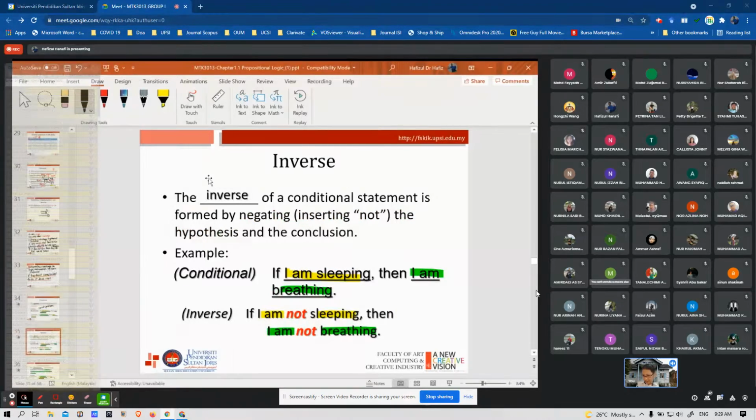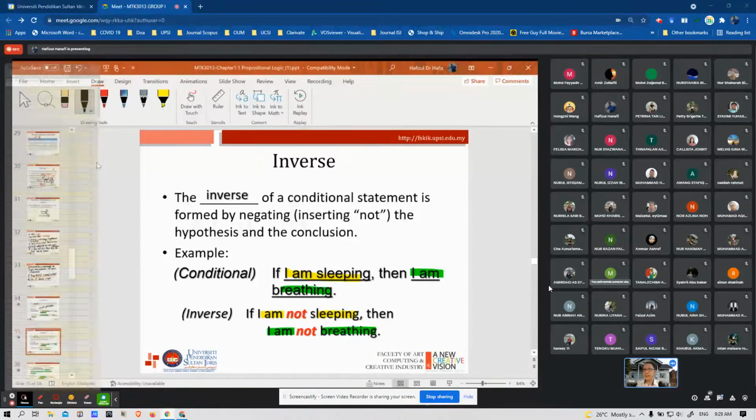For the inverse, a conditional statement is formed by negating. You need to put the negation. If I am not sleeping, then I am not breathing. You just put not.